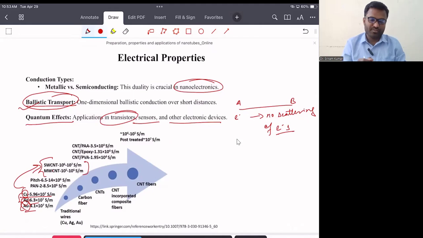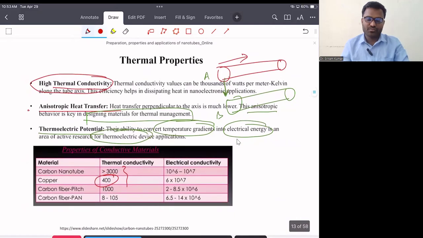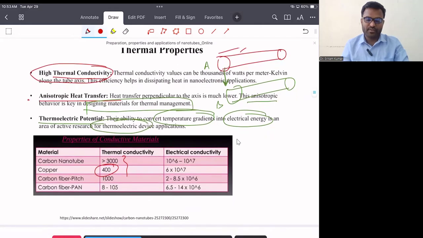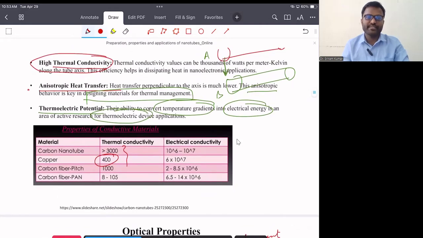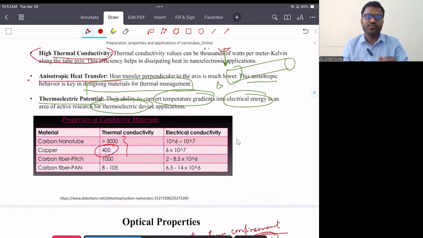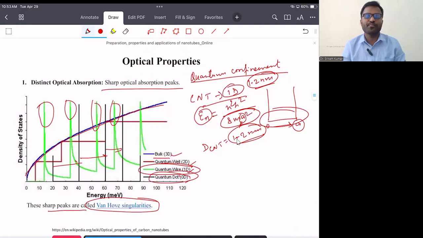We also understood the quantum effect of this material, and further we understood the thermal properties of CNT. We understood the high thermal conductivity, anisotropic heat transfer, and thermoelectric properties of CNT, and we compared the conductivity with respect to copper. And later on, we understood the optical properties of carbon nanotubes. We can explain these optical properties of nanomaterials based on the confinement of electrons in the particular shape of those materials.